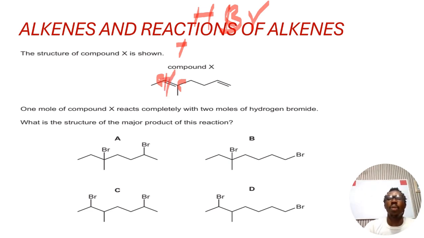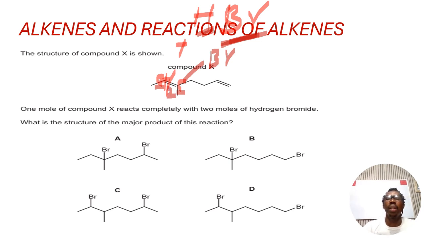So based on Markovnikov's rule, the major product is the one where the halogen is bonded to the carbon with the least hydrogen atoms. So if you look at this carbon, it has one hydrogen atom. This carbon has one hydrogen atom, while this carbon has no hydrogen atom. So the major product will be the one where the halogen, which is the bromide, will be added to the carbon with the least hydrogen. So you have the bromide here. Then the hydrogen will be added to the carbon with the most.